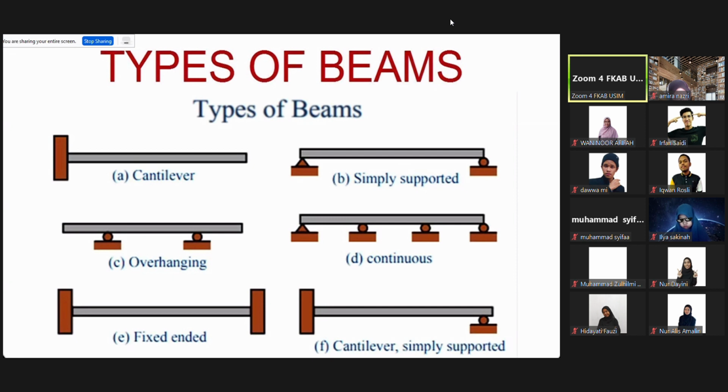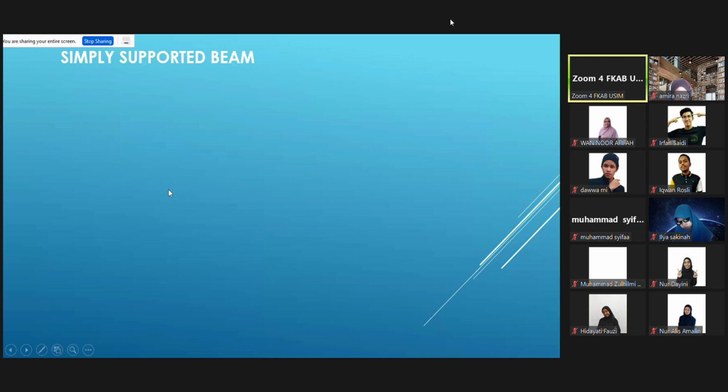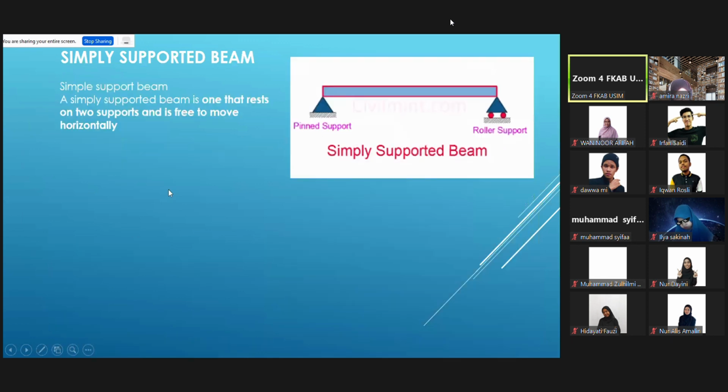Cantilever, simply supported, overhang, continuous beam, fixed-ended, they join to the wall, to the side of the column, not to the top. This cantilever or simply supported is a combination of this. These are very common ones, we know simply supported, continuous, overhang and cantilever. These we always hear. Okay, what is simply supported beam?